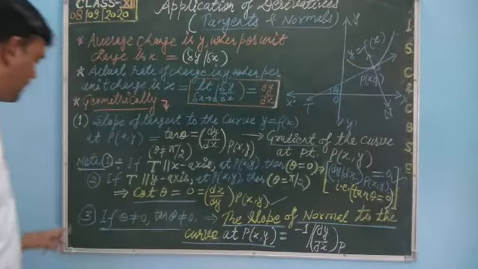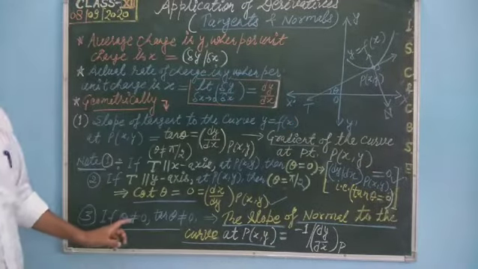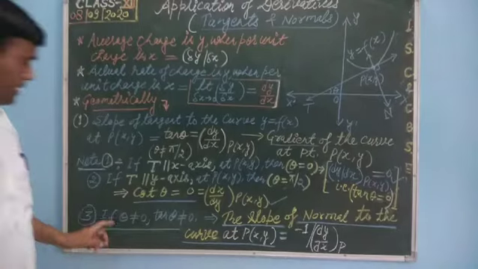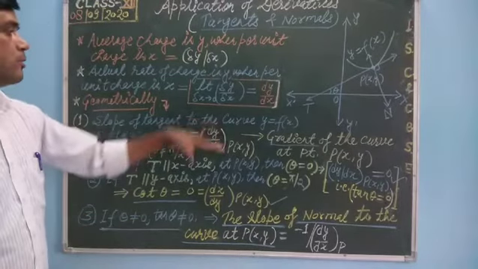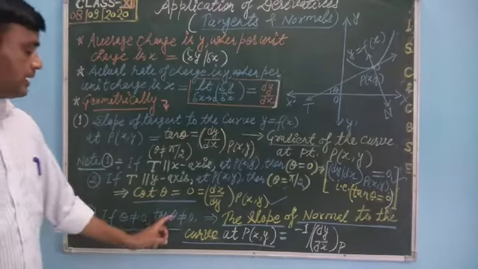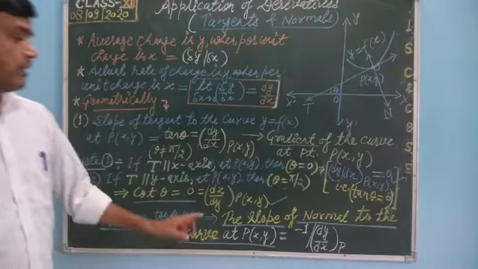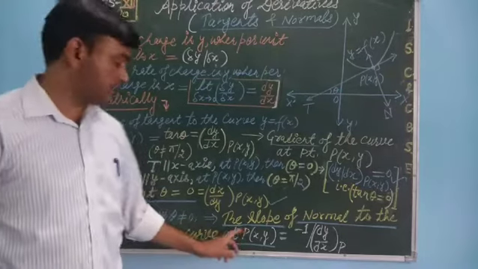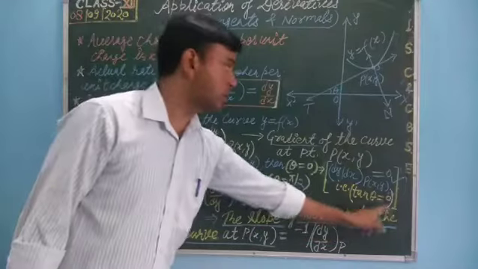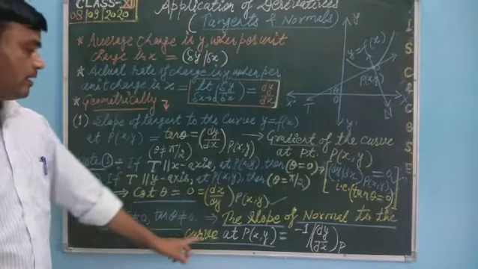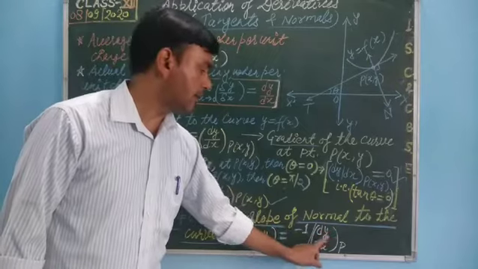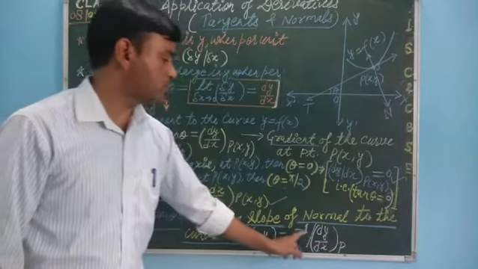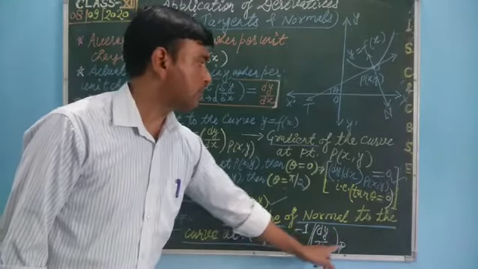Okay, always. Then the third point: if theta is not equal to 0, then tan theta cannot be 0. Then this is the third condition, that the slope of the normal to the curve at point P will be the negative reciprocal of the slope of the tangent at that point P. That is minus 1 upon dy upon dx at point P.